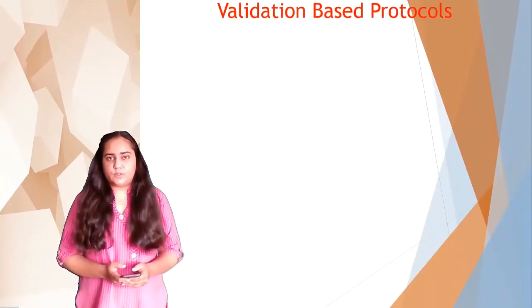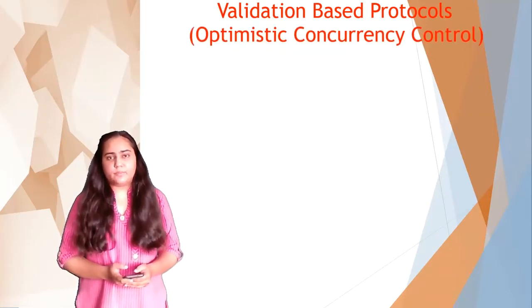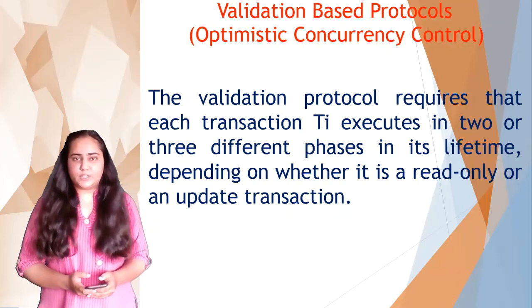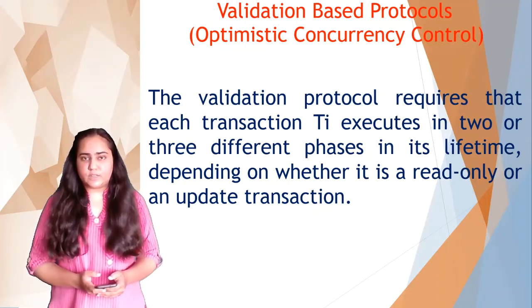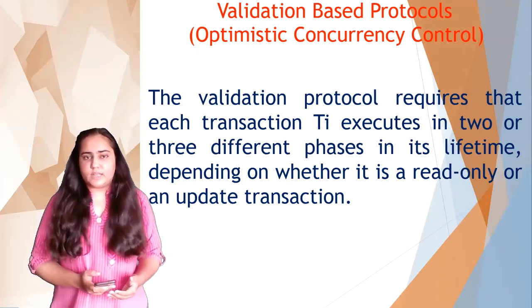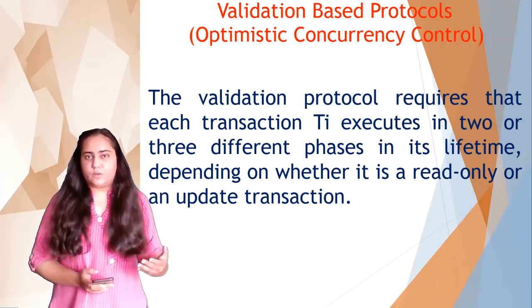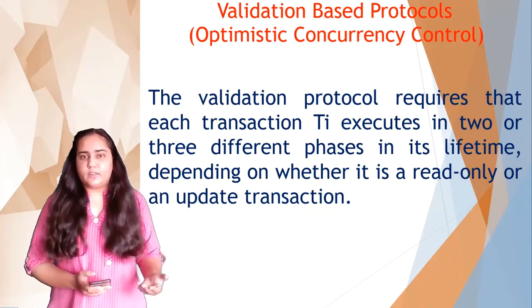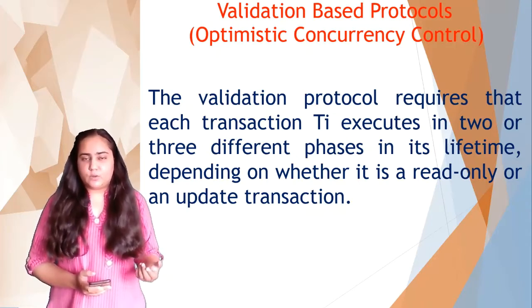The first technique we're going to see is the validation-based protocol, also known as optimistic concurrency control. It requires that each transaction TI executes in 2 or 3 different phases in its lifetime, depending on whether it is a read-only or an update transaction. If it is a read-only transaction, it only reads data and does not write data, so it would not go through all 3 phases, only 2 phases. But if it is a transaction that needs to update or write any data item, then it will have 3 phases.